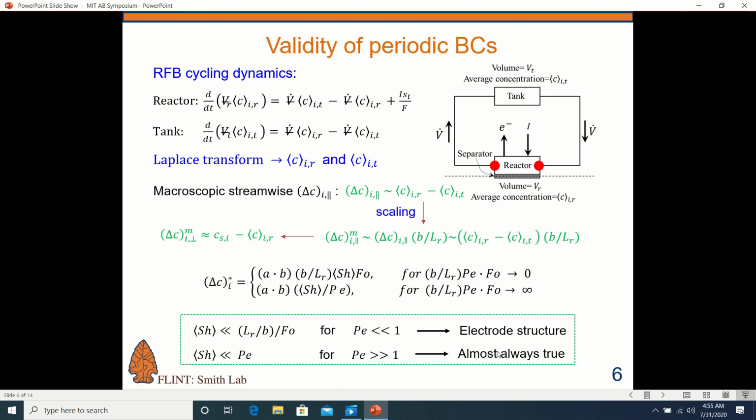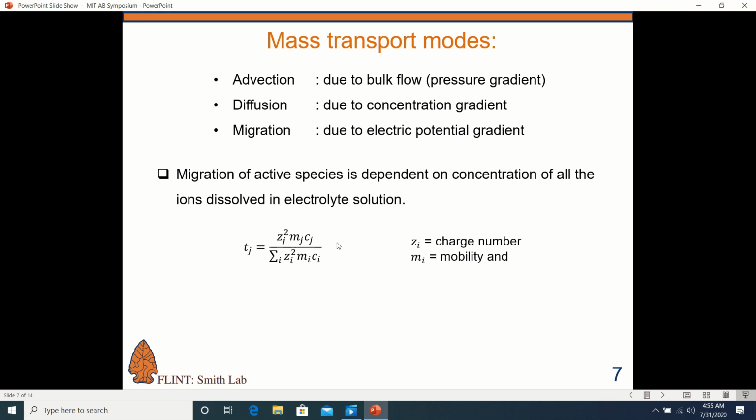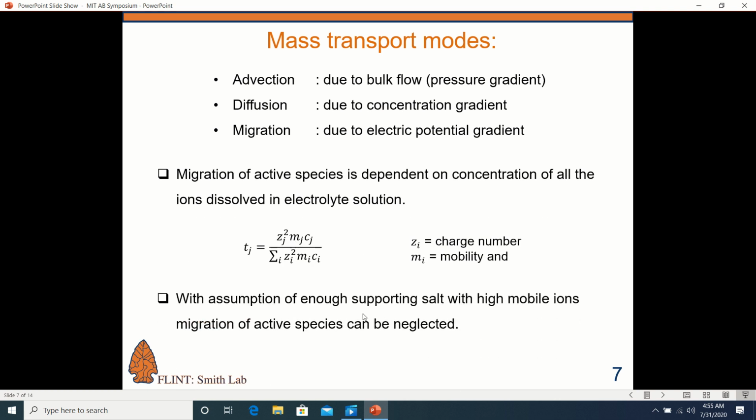The second one is always true. The first one actually limits the applicability of the model for a thin electrode. So now the mass transport modes. Mass can transport through these three modes, but we can neglect migration by assuming that enough supporting electrolyte, enough supporting salt, is dissolved in the electrolyte.